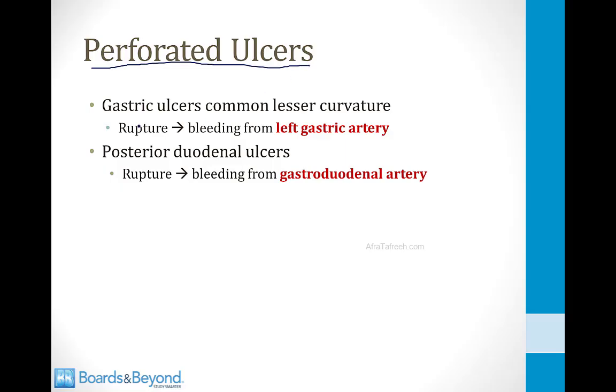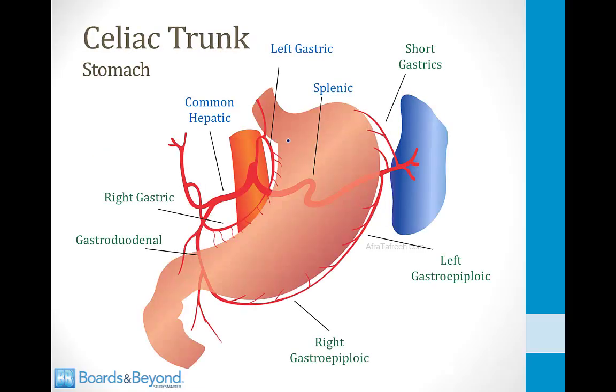And one thing that people learned was that gastric ulcers in the stomach were common in the lesser curvature, and when they ruptured, they would cause bleeding from the left gastric artery. If we go back to our picture, this is the lesser curvature of the stomach, and when ulcers would develop here and perforate into an artery and cause bleeding into the stomach, that artery would usually be the left gastric.